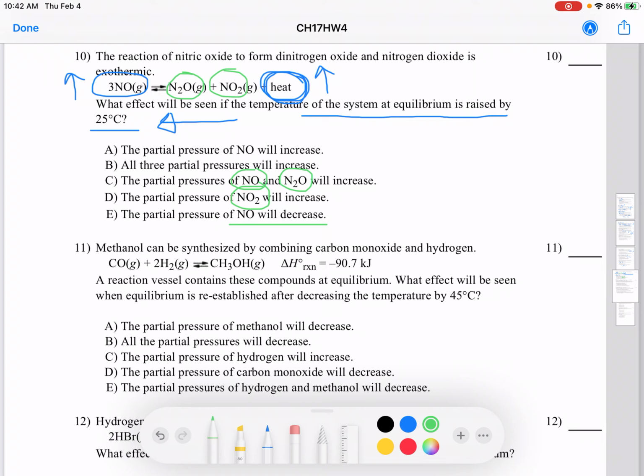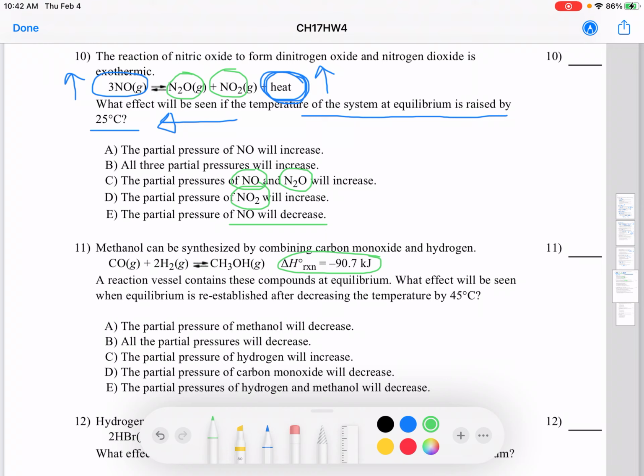Next one: methanol can be synthesized by combining carbon monoxide and hydrogen, and we are given the equation. It doesn't tell us whether it is an exothermic or endothermic reaction, or which side the heat is on. But we are given valuable information to find that out by looking at the enthalpy. Delta H for the reaction is negative 90.7 kilojoules. By the sign of the delta H, we can figure out whether it is exothermic or endothermic.